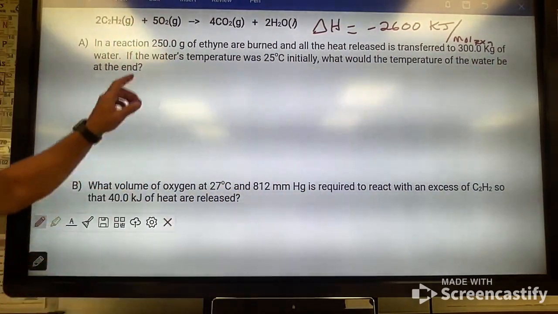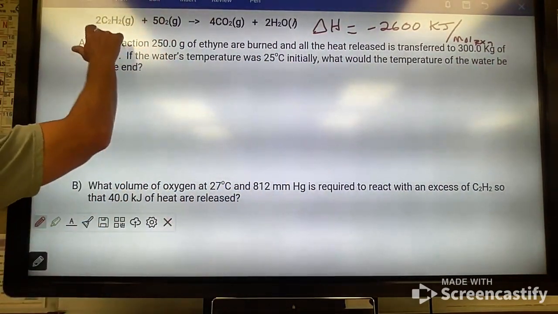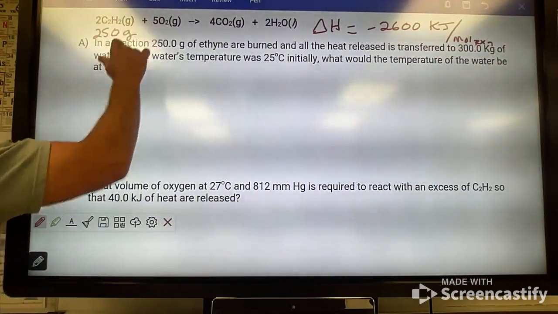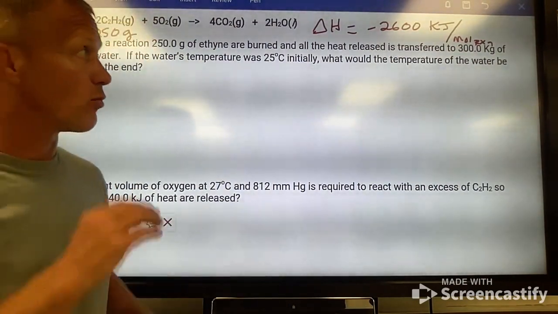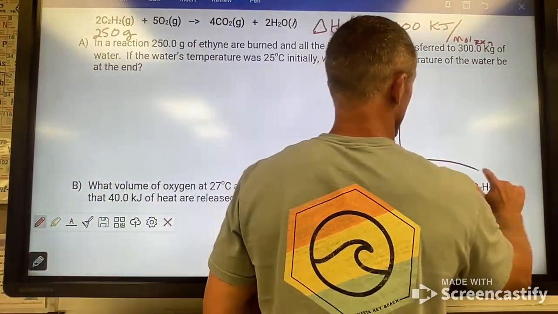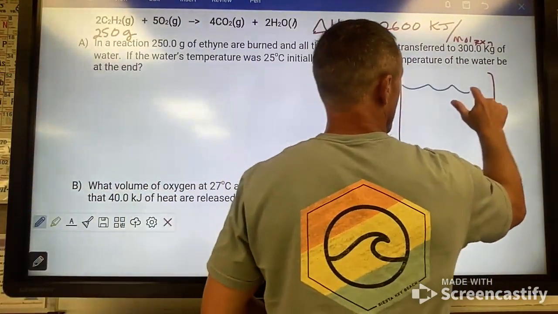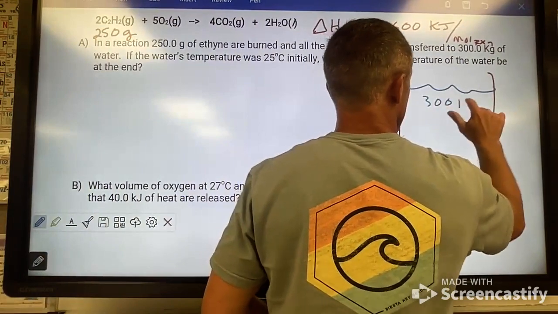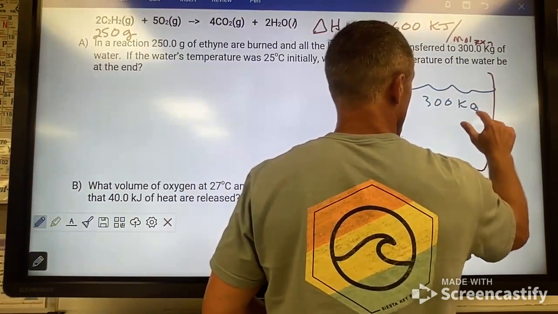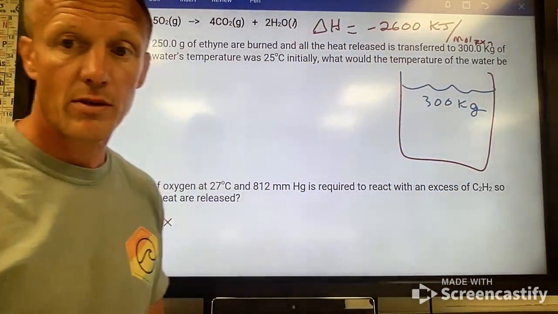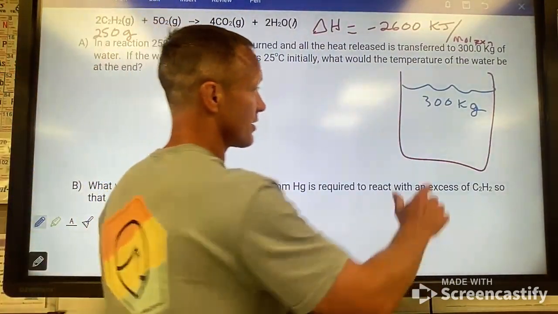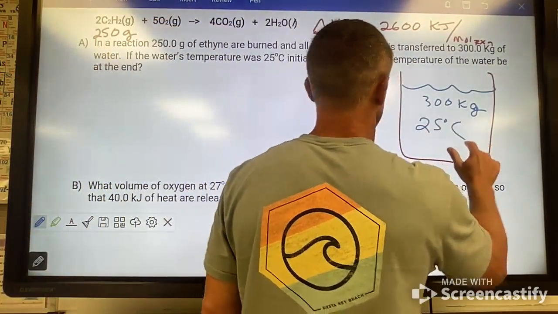Second thing, 250 grams of this is burned. So they're burning 250 grams of this. And the heat transferred is going into some water, 300 kilograms of water. So you have this huge thing of water, like on a stove, that is being heated. And it's at 25 degrees Celsius to start with.